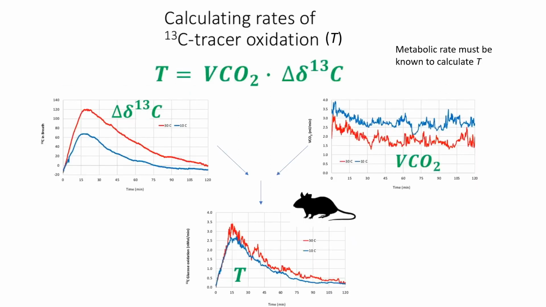In this example, a single mouse was given identical doses of glucose tracer at 30 degrees Celsius and at 10 degrees Celsius. Note that following the dosing, the raw carbon-13 in breath is substantially lower in the 10 degrees Celsius mouse. However, not surprisingly, the metabolic rate is also higher at 10 degrees Celsius. To account for the differences in metabolic rate, multiplying carbon-13 by VCO2 gives the actual rates of tracer oxidation. The bottom graph illustrates that the rate of glucose oxidation at the two temperatures is far more similar than the carbon-13 signal alone would indicate.